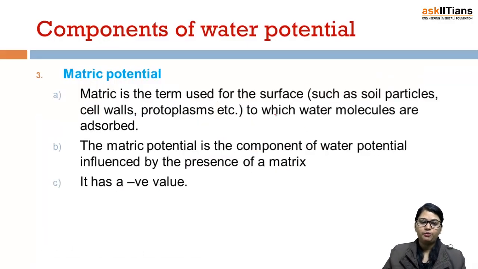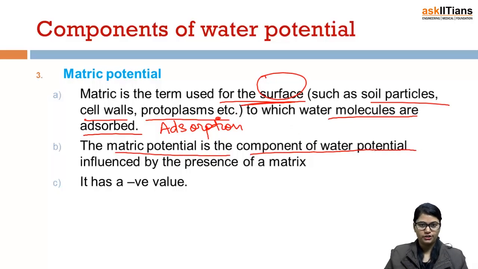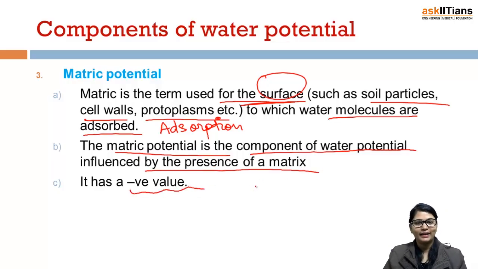Then comes matric potential. Matric is the term used for the surface, such as soil particles, cell walls, protoplasm, etc., to which water molecules are adsorbed. The process here is adsorption. So the matric potential is the component of water potential influenced by the presence of a matrix, and it has a negative value.